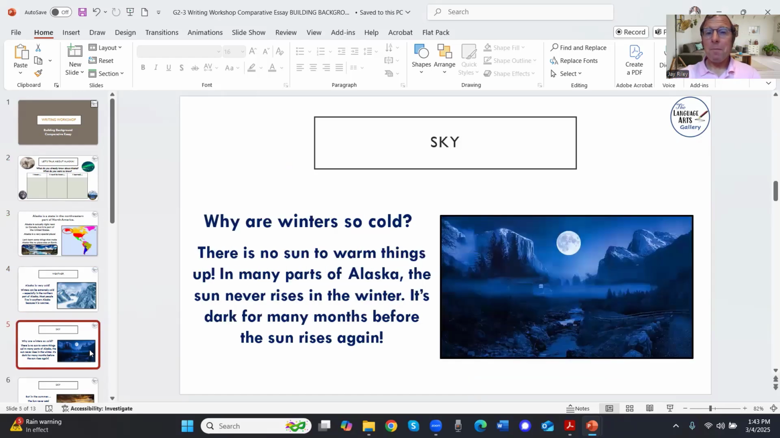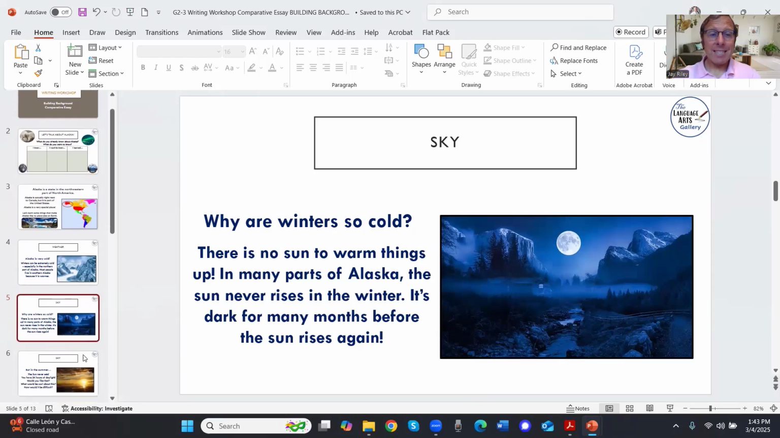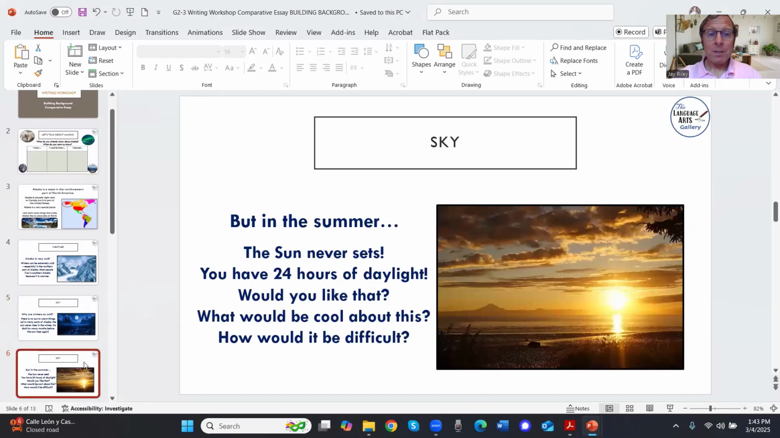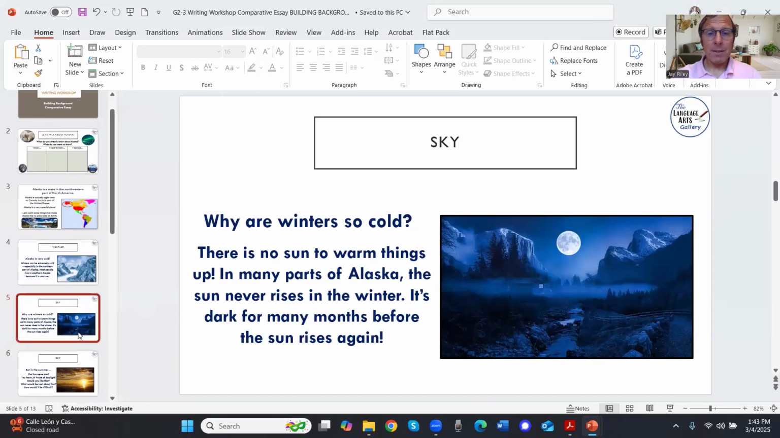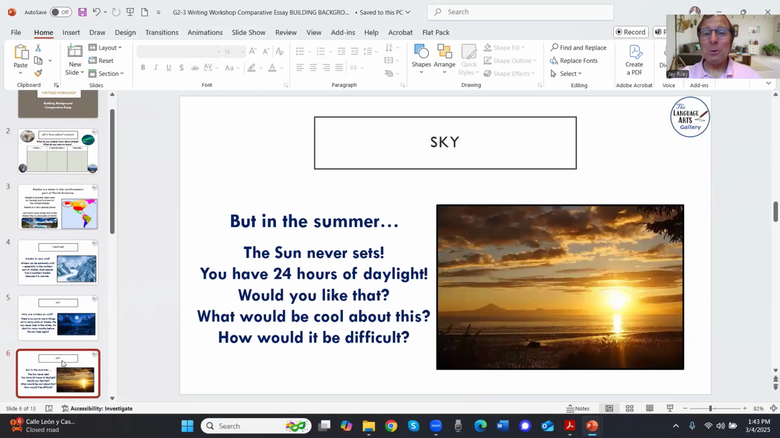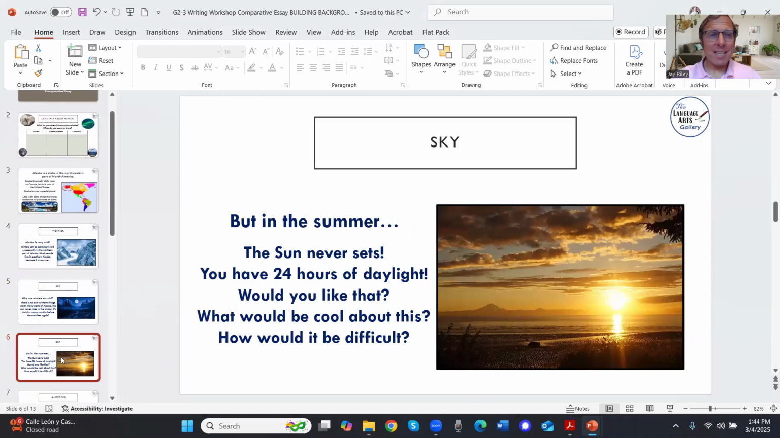One thing that makes it really interesting, my kids always think this is so incredible, is the fact that the sun never rises in the winter and it never sets in the summer. So we usually spend a few moments talking about this. We talk about what would be difficult about living through your days with no sunlight. What would be cool about having 24 hours of sunlight? And what would be difficult? Would it be hard to go to sleep at night if the sun's out?